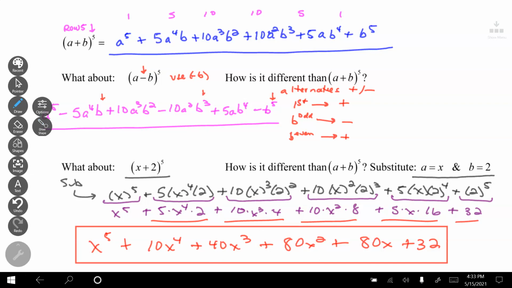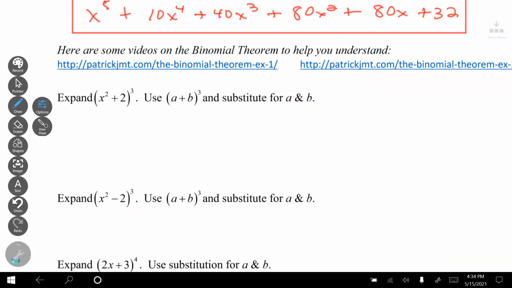I could do it longhand, or I could just do it this way. It's much easier doing it this way. A couple more videos if you want to watch to see how to expand a binomial. I'm going to do (x squared + 2) to the 3rd.